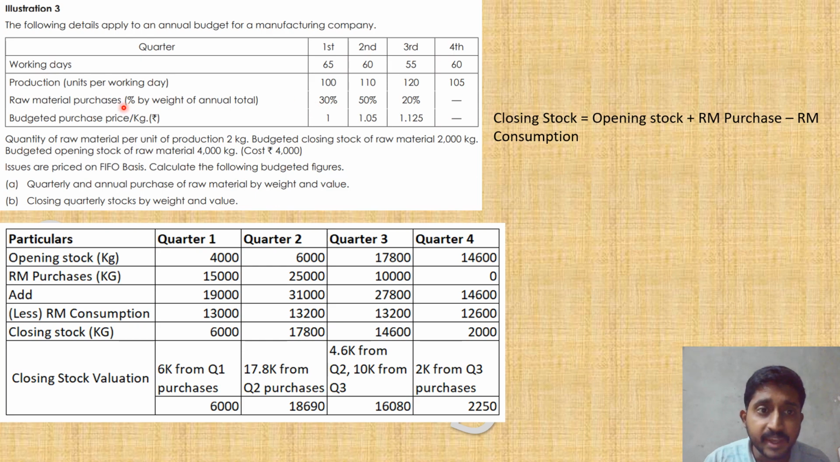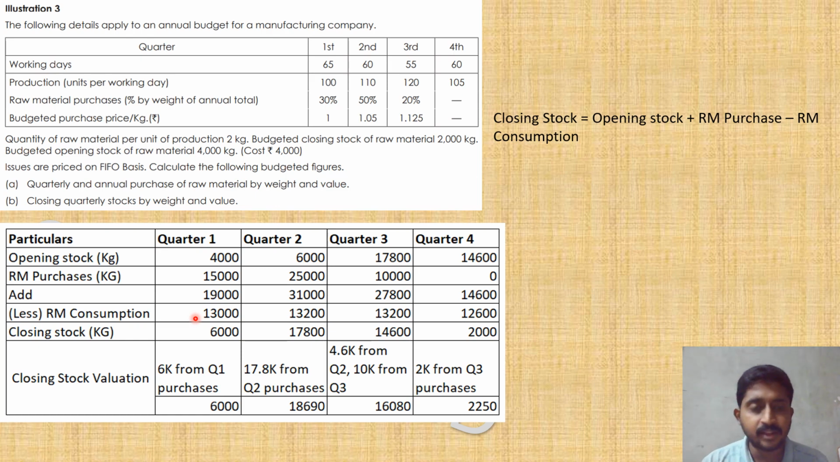And 30% we are buying as purchases. So how much is the purchases? 15,000 kg we are purchasing in quarter 1. We already have 4,000 kg as opening stock. So in the first quarter we have 19,000 kg of raw material and only 13,000 we are going to consume. So we are in the process of calculating the closing stock.